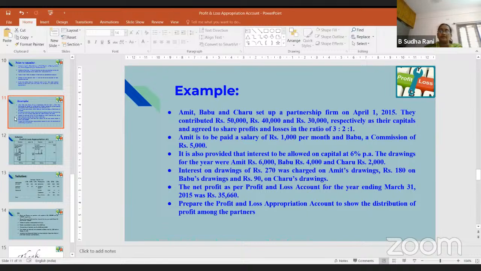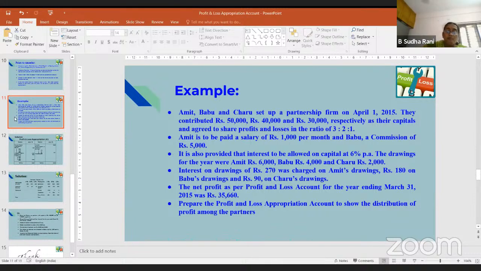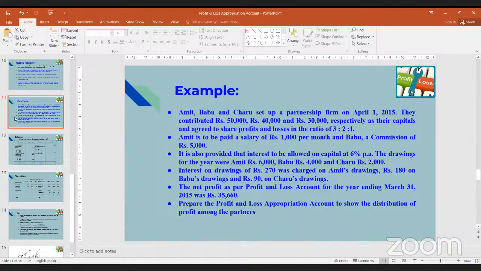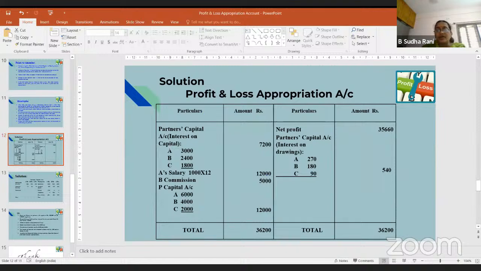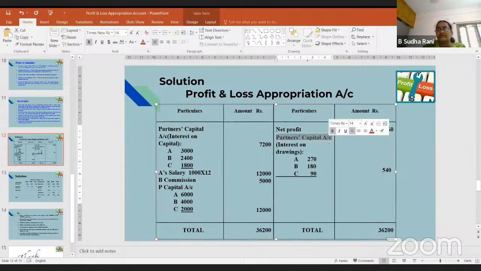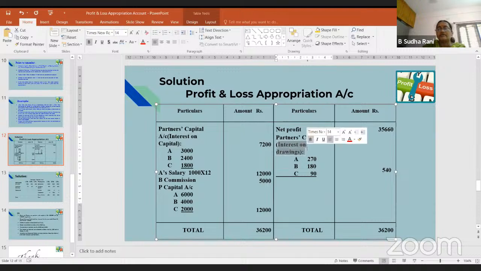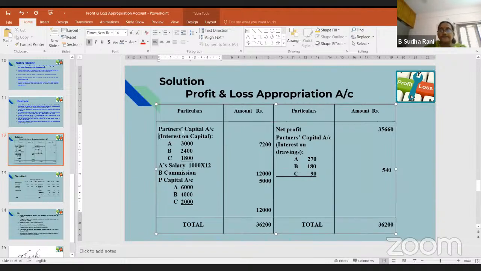The next point. Ma'am, I did not understand. Can you explain that one second? Ma'am, partner's capital account, can you please explain once again? See, where you are taking these amounts, in the partner's capital accounts. That is why we should write partner's capital account. Partner's capital came two times now. So for this, in brackets we are mentioning interest on capital, and this is for interest on drawings. But you are actually supposed to write partner's capital account.